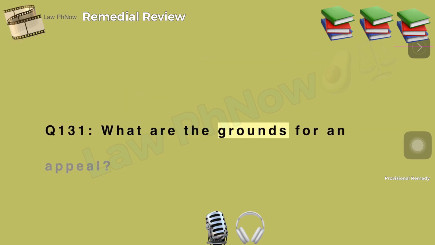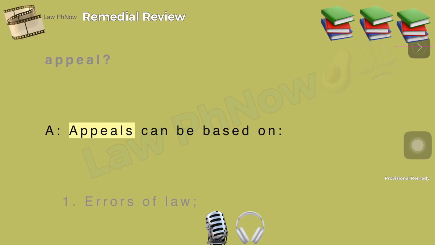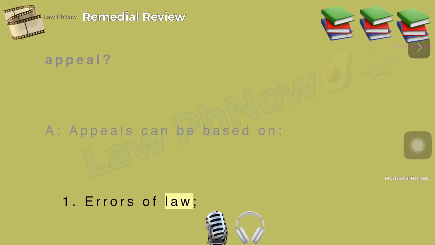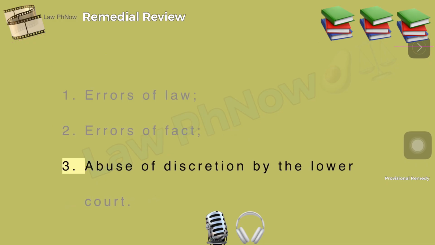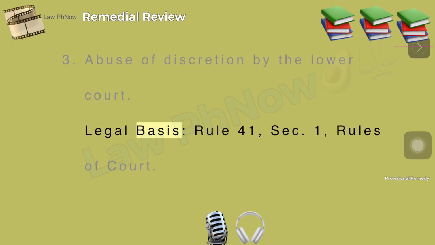Q131. What are the grounds for an appeal? A. Appeals can be based on 1. Errors of law. 2. Errors of fact. 3. Abuse of discretion by the lower court. Legal basis, Rule 41, Section 1, Rules of Court.